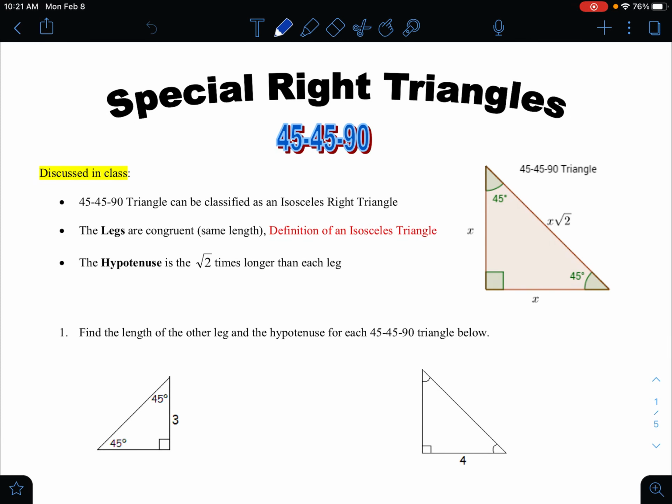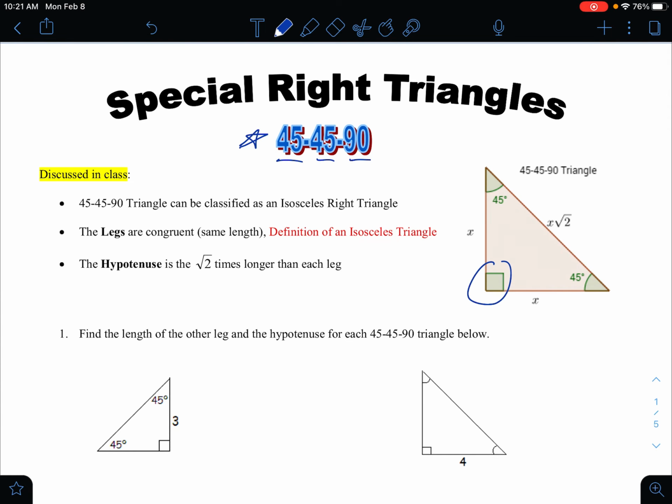In this video, we're going to talk about special right triangles. We have two different types of special right triangles. The first one is this 45, 45, 90 triangle. When we say 45, 45, 90, that's talking about the degrees within the triangle. Obviously we have a 90-degree right angle, and our two other angles are both going to be 45 degrees, right? That adds up to 180.